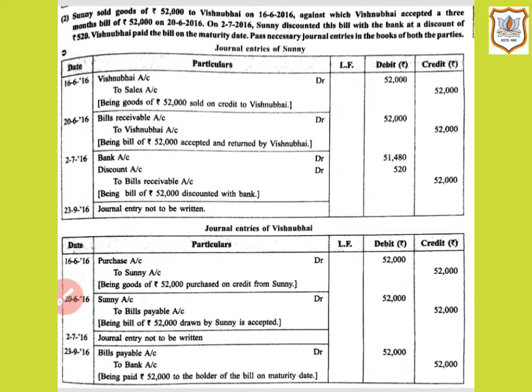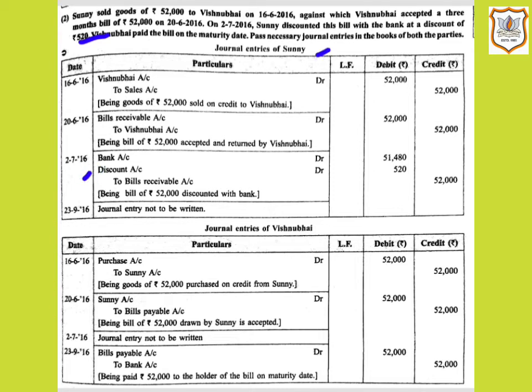Further it is given that Sunny discounted this bill with bank at a discount of rupees 520. As I explained to you earlier, if the holder of the bill is in need of money before the maturity date, then the bill can be discounted with a bank before its maturity date and money can be received immediately. So same is the case here also. In such a case, the bank does not pay the entire amount of the bill but deducts an amount of discount from the total amount and pays the remaining amount. So here let us see the accounting entry in the books of drawer, that is Sunny.